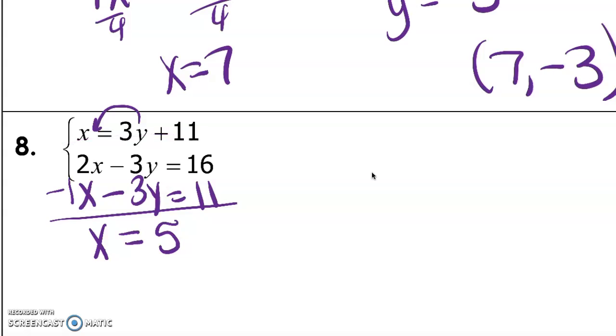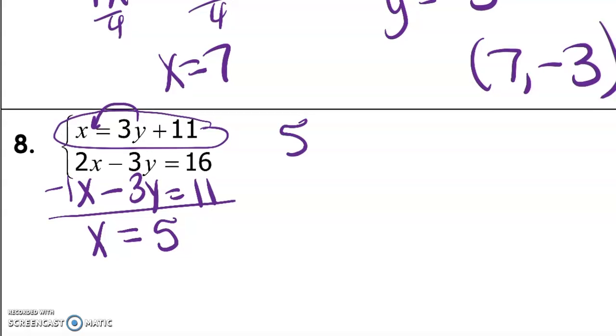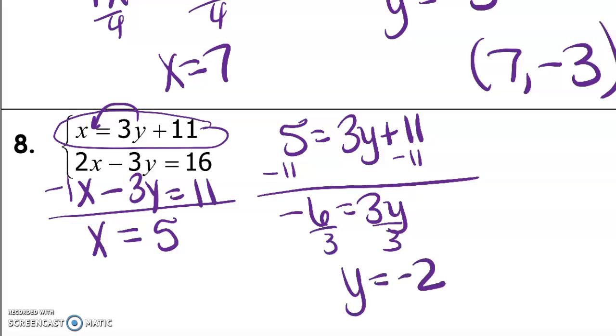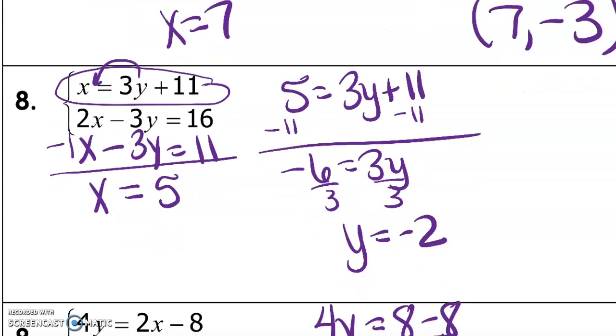You can plug it back into any of your equations. It's going to be easiest, though, to plug it into this one. So 5 equals 3y plus 11. So subtract 11. Negative 6 equals 3y. Divide. y equals negative 2. So 5, negative 2 is our ordered pair.